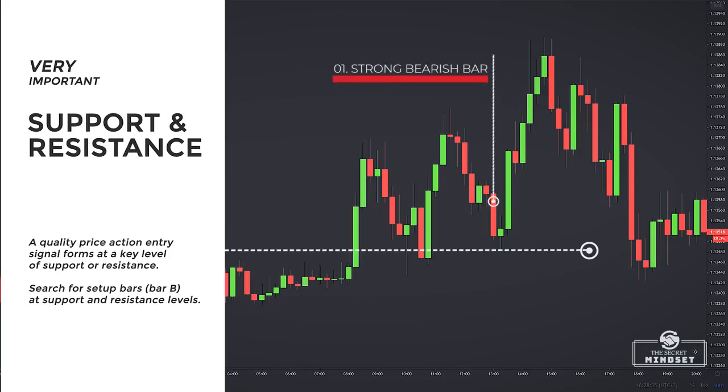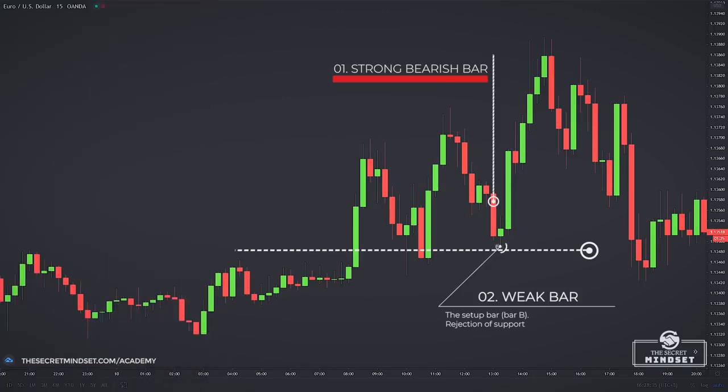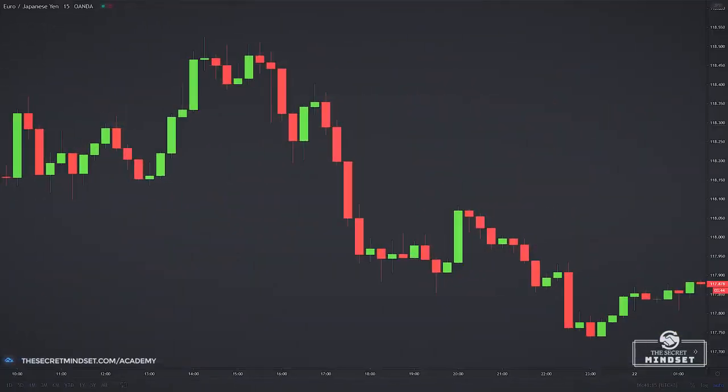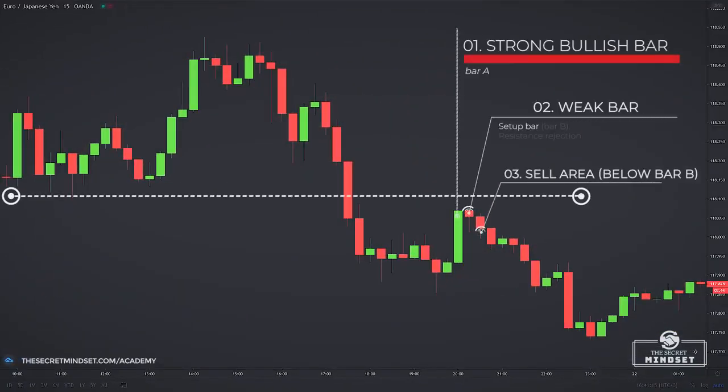Support and resistance levels are a price action trader's best friend. A quality price action entry signal forms at a key level of support or resistance, being a high probability entry scenario. The key level gives you an extra barrier to place your stop loss, and since it has a strong chance of being a turning point in the market, there's usually a good risk-to-reward ratio formed at such key levels of support and resistance. Here are other examples of valid trades around support or resistance levels.